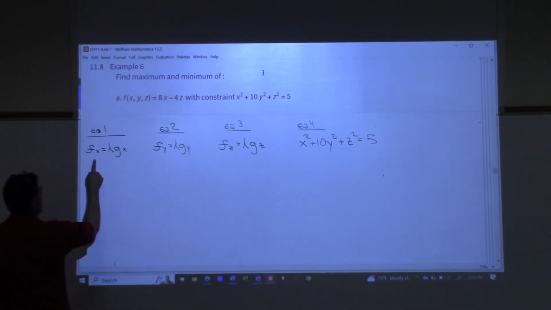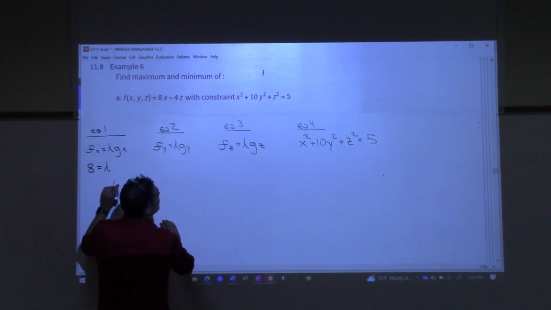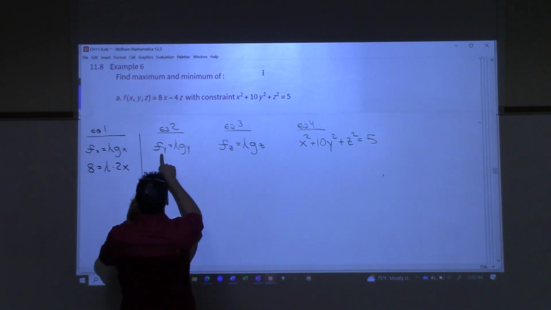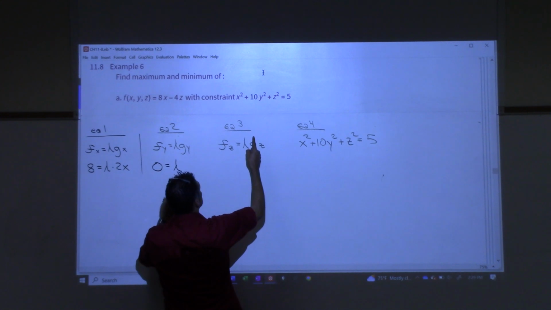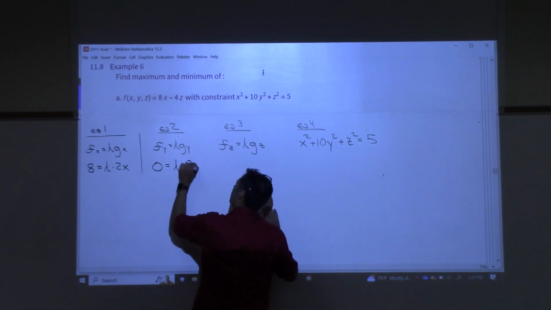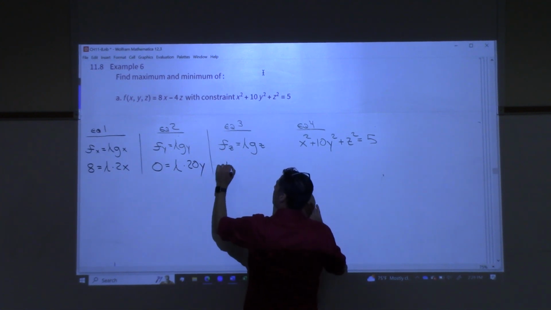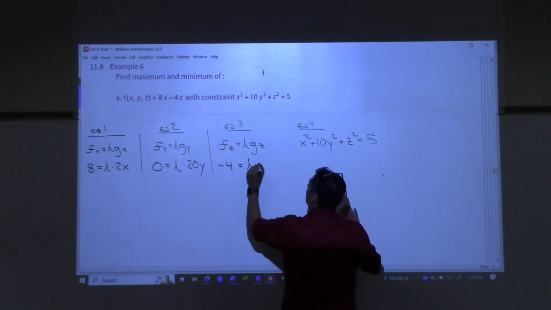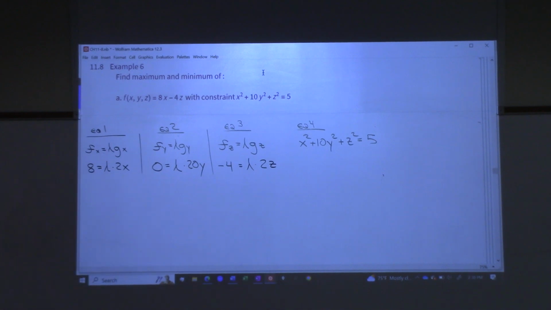Partials. Partial of f with respect to x is just 8. Nice. Lambda, partial of g with respect to x is 2x. Okay, partial of f with respect to y is what? 0, right? There is no y in my f function. 0 equals lambda, partial of g with respect to y, 20y? Partial of f with respect to z is -4, and then equals lambda times 2z. That good?